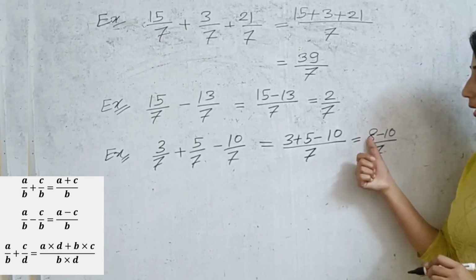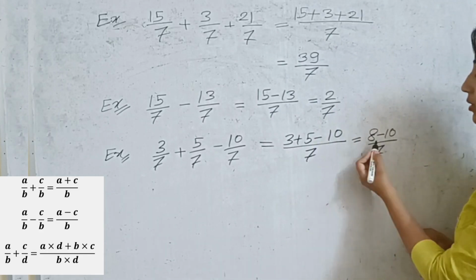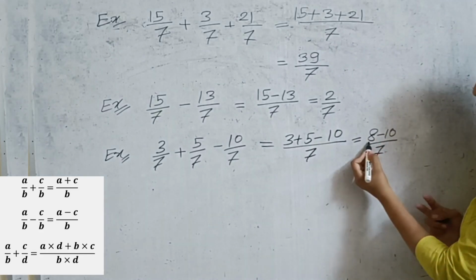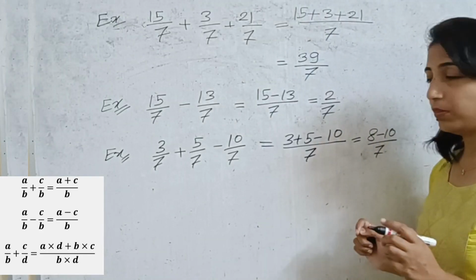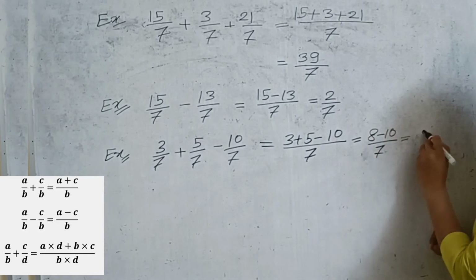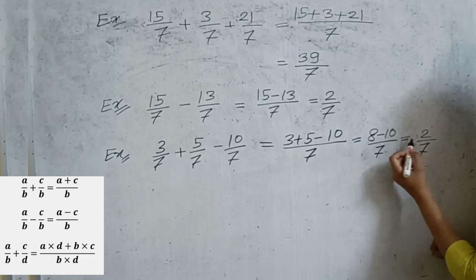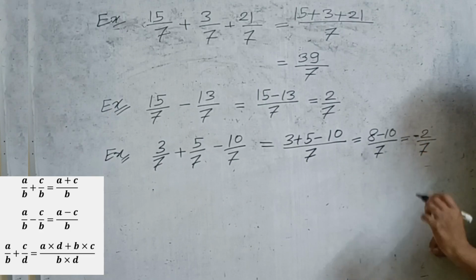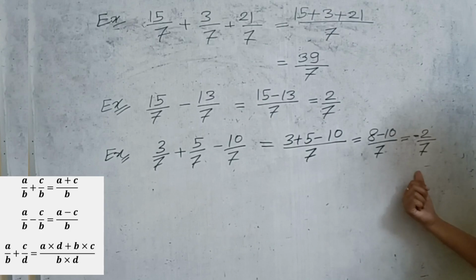Now 8 and 10 have different signs. So for different signs, we have to take subtraction. So subtraction, 10 minus 8 is 2. Always we have to subtract the small number from the bigger number. So 10 minus 8 is 2, so you will get 2 by 7. And as per the sign rule, we have to write the bigger number's sign. So it is minus 2 by 7. So the answer of this question is minus 2 by 7.